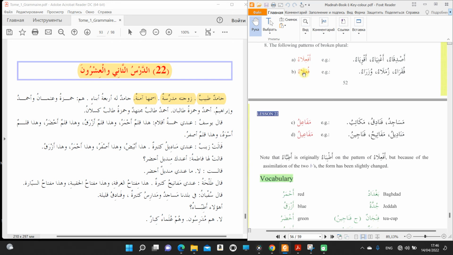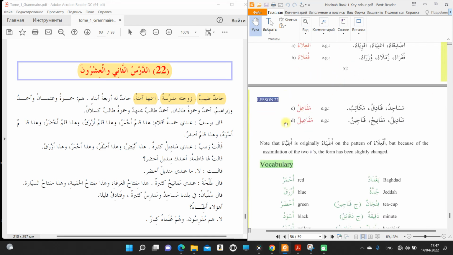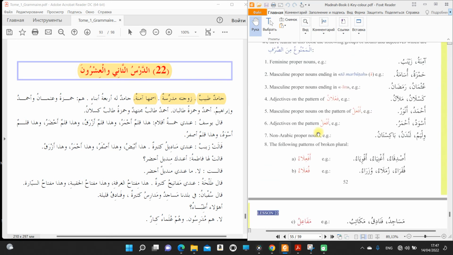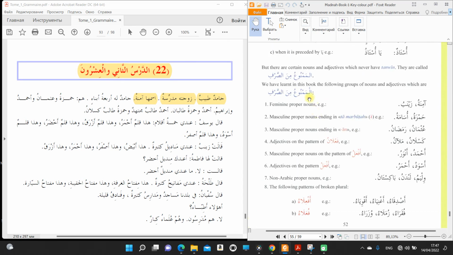Then these prolonged ones also, with the hamza in the end: وزراء, علماء. We see the pattern is absolutely the same. And the same goes with these two patterns, مفاعل: مكاتب, فنادق, مساجد. And مفاعيل, here we've got the additional ya: فناجيل, مفاتيح, مناديل. These are the 8 groups of al-mamnu' min as-sarf.